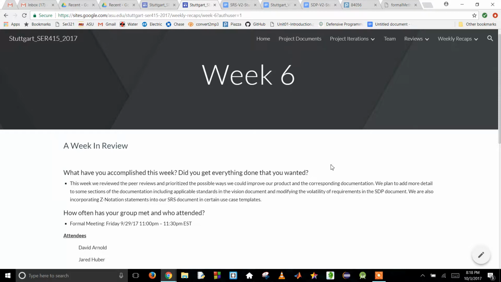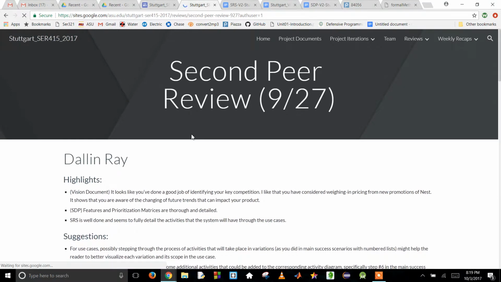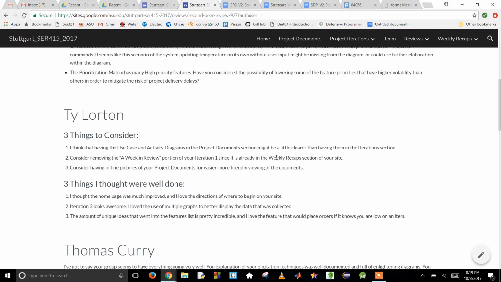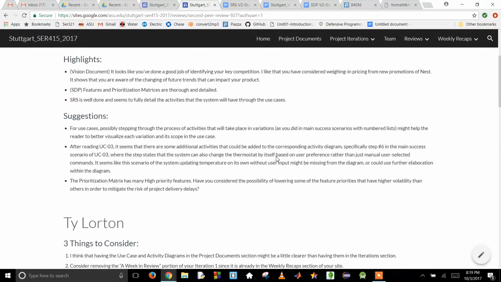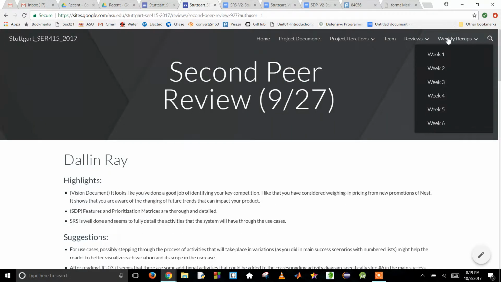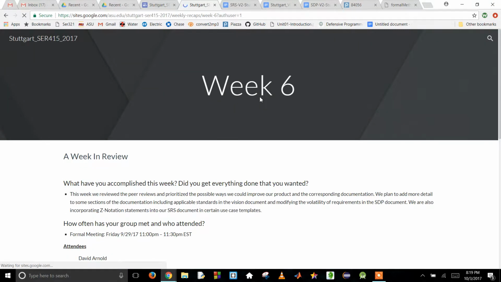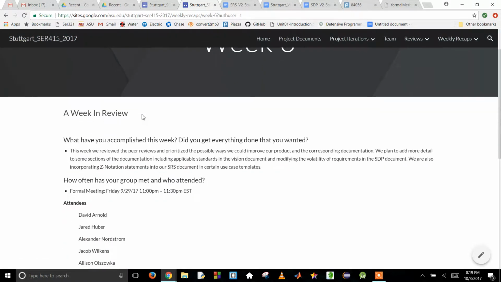Last week, we were reviewed by our peers. Here you can see our second peer reviews. Last week, we also learned about Z notation. So this week, we decided to focus on incorporating these two new features into our final deliverable.